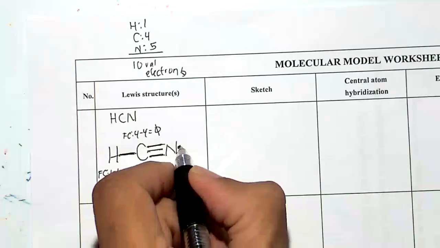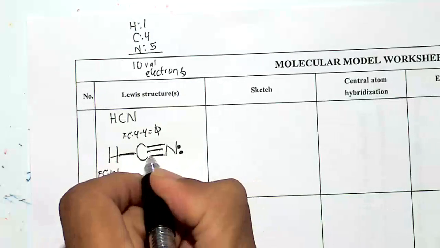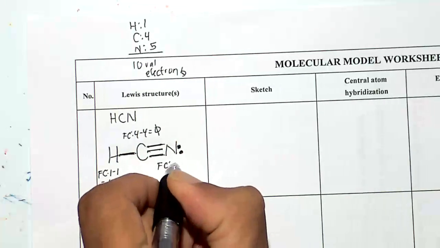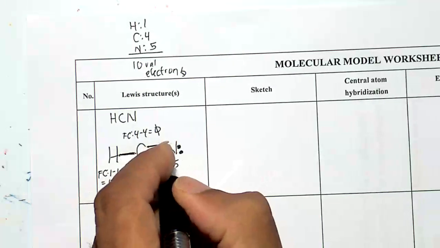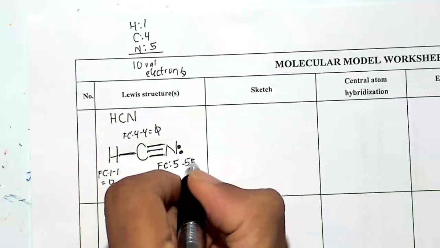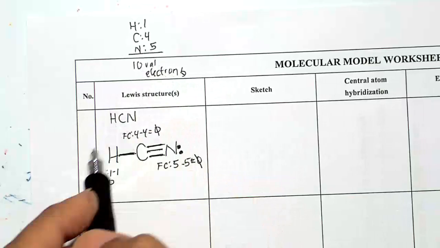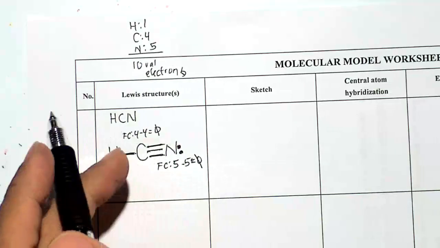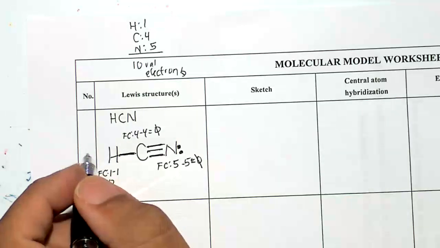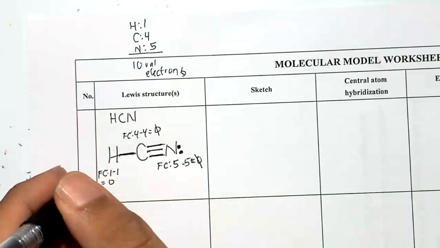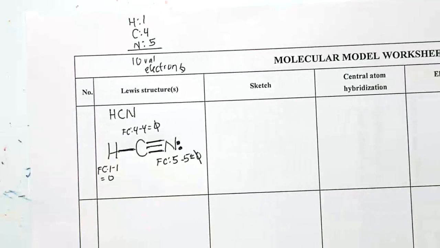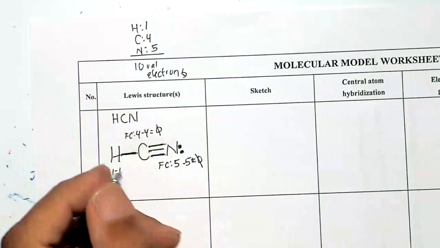Yes. Formal charge. 1, 2, 3, 4, 5. What is nitrogen happy at? 5. What's 5 minus 5? 0. We got our 10 electrons, formal charge minimized, and everything satisfies the octet rule. The octet rule for hydrogen is 2. So this is what it would look like.